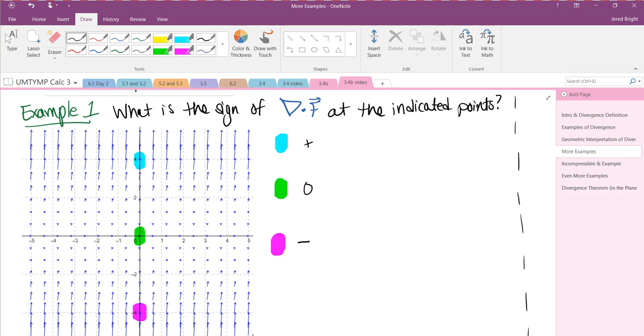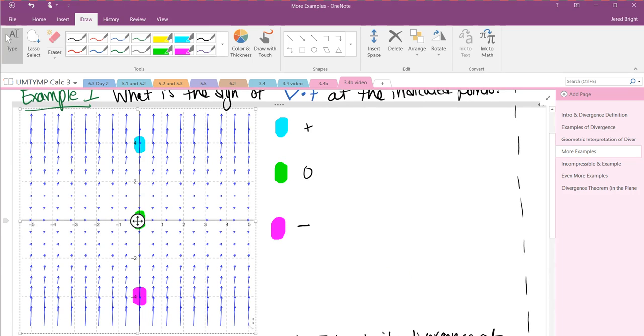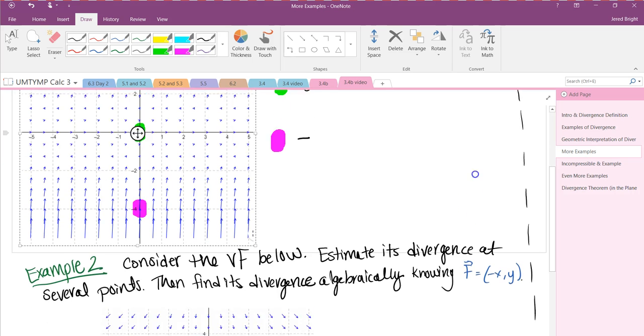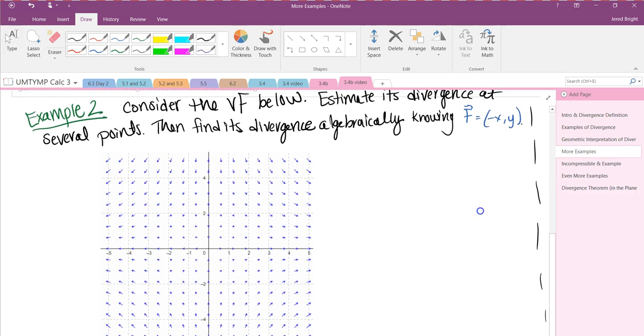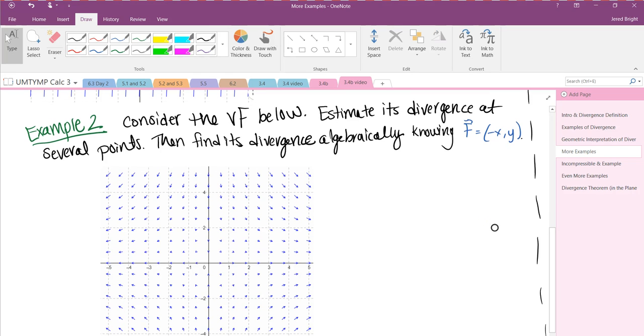So what's the overall divergence? Well, that's a good question. We would have to look at the algebraic representation here. And then in the second vector field, it says estimate the divergence at several points, then find its divergence algebraically.